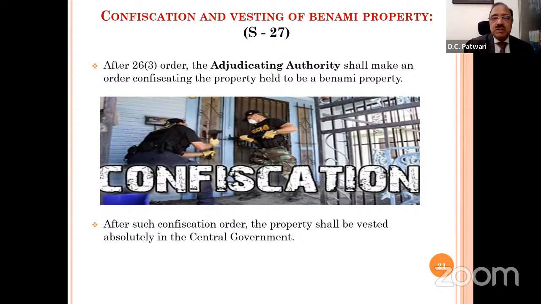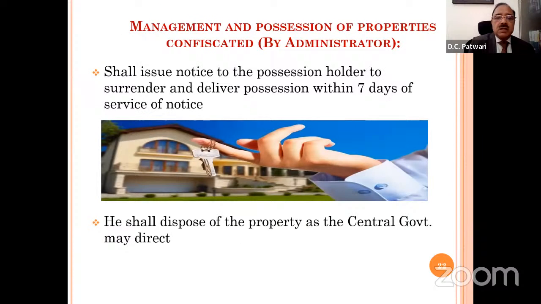If he confirms the attachment, then the property can be confiscated. If the other side does not go in further appeal to the tribunal, then the confiscation order will be passed under section 27, and then the property will belong to the central government. Once the property is confiscated, within 7 days the administrator, which is the ITO as I mentioned, will issue a notice to the possession holder to surrender or deliver within 7 days of service of notice. And then as per the law, he can dispose of the property as per central government rules.